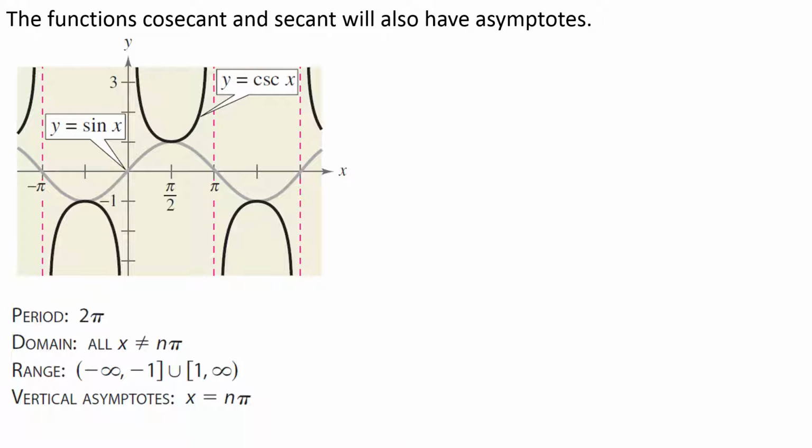The domain, again, it's all x's as long as x is not an integer multiple of pi. The range, hey, it doesn't just go from negative infinity to positive infinity, because you cannot be between -1 and +1. So the range is a union from negative infinity to -1 inclusive, and from 1 inclusive to infinity. And the vertical asymptotes at every integer multiple of pi.